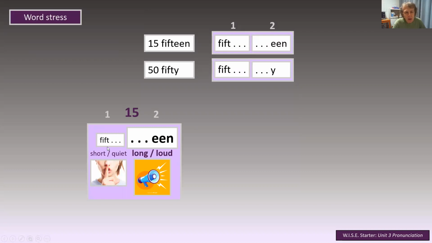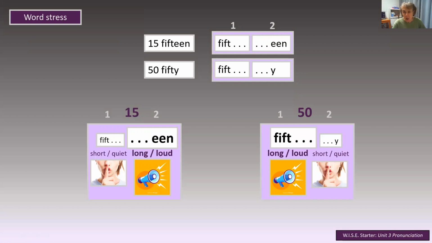See, the first syllable is very short and quiet. The second syllable is longer and louder. So we say 15, 15, 15.